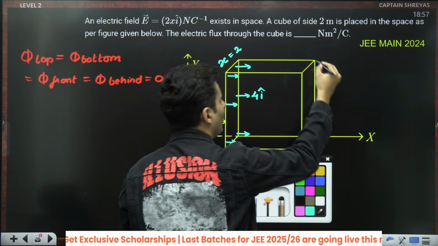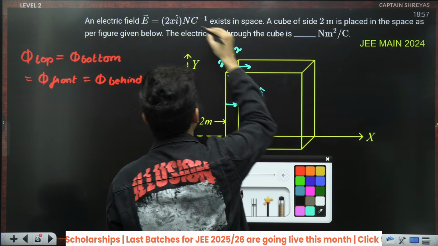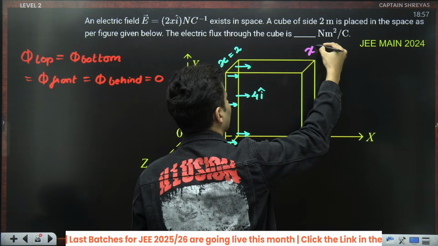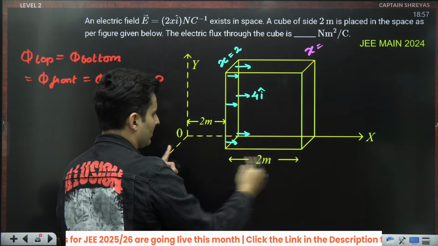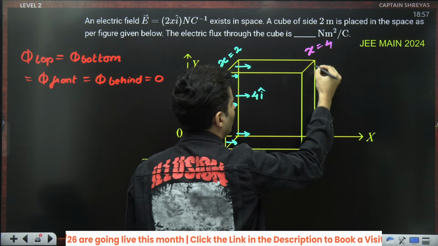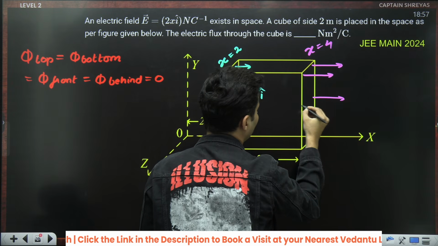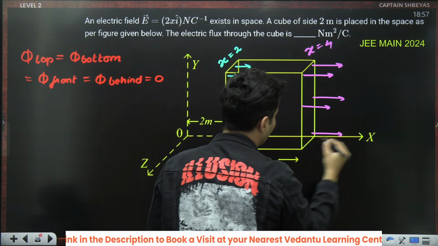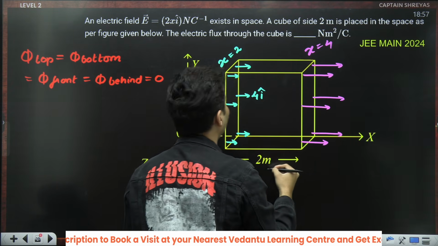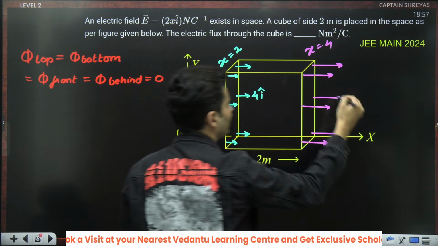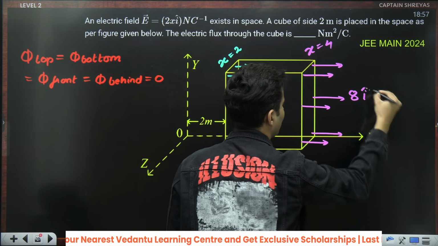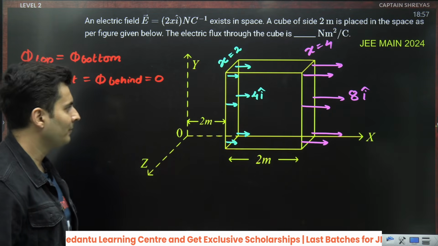But if you go on this surface, the x coordinate itself will be different. The x coordinate will be 2 plus this 2, which is 4. So the electric field vectors will be a little bit longer. Deliberately I'm showing it so that you get a feel of it. So 4 into 2 is basically 8. So 8 I cap is the electric field over here.